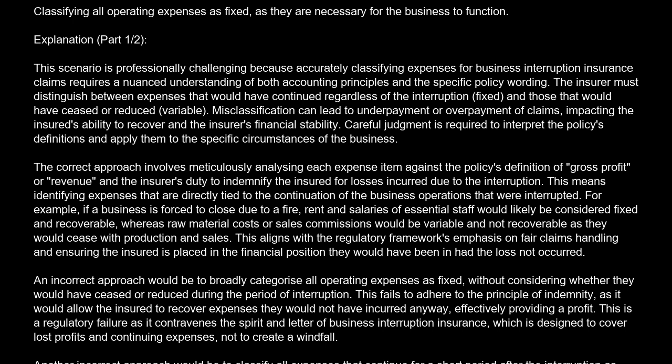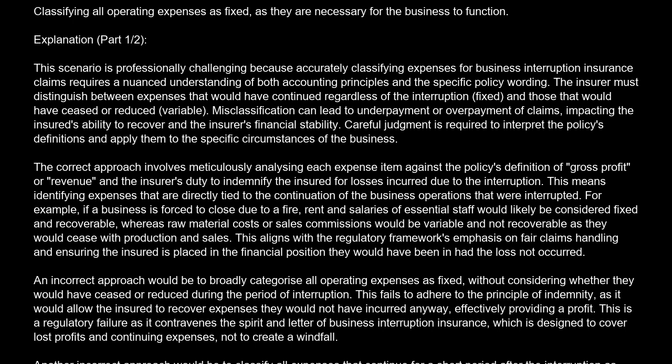of the business. The correct approach involves meticulously analyzing each expense item against the policy's definition of gross profit or revenue, and the insurer's duty to indemnify the insured for losses incurred due to the interruption. This means identifying expenses that are directly tied to the continuation of the business operations that were interrupted. For example, if a business is forced to close due to a fire, rent and salaries of essential staff would likely be considered fixed and recoverable, whereas raw material costs or sales commissions would be variable and not recoverable, as they would cease with production and sales.